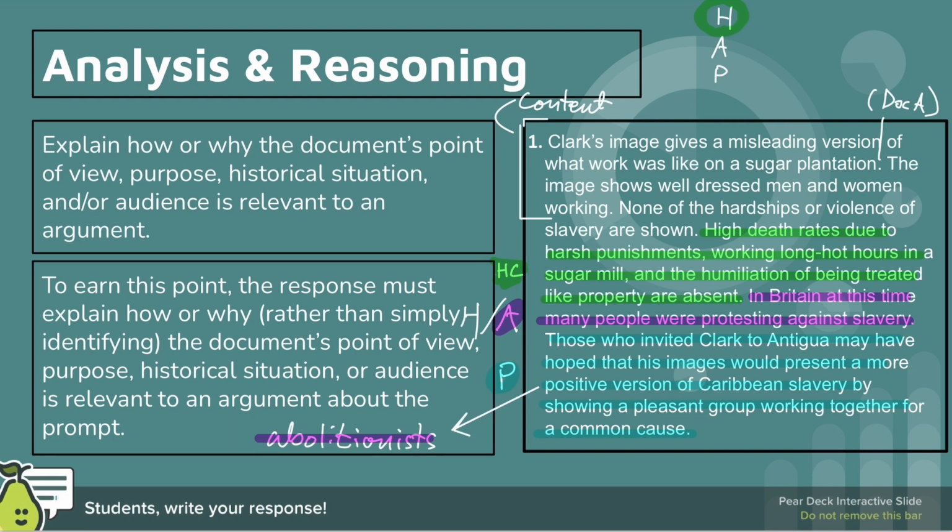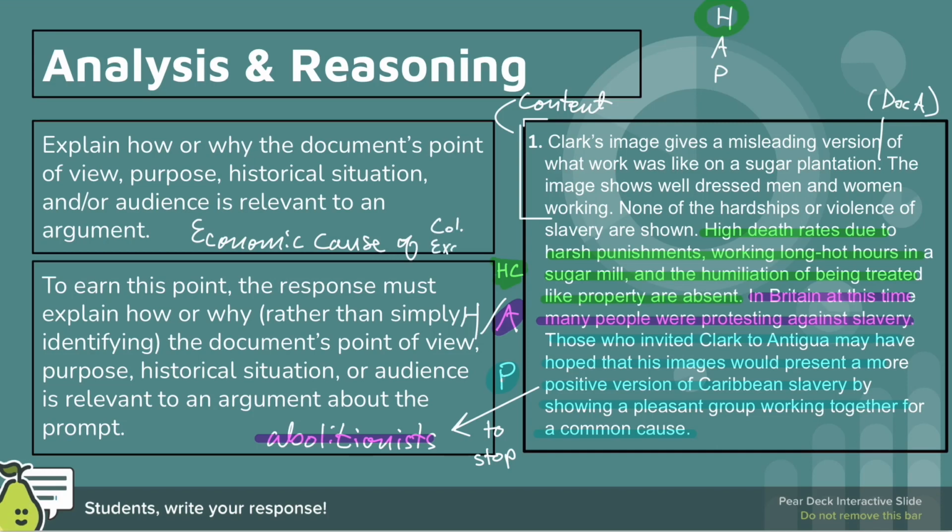Okay, so showing a pleasant group working together for a common cause, it tells us what's in the image. It tells us the historical context. This is what slavery was actually like. This is what's going on in Britain at the time. And then here's why, the purpose. Here's why the painting was commissioned in the first place. And who are they targeting? Who's their audience? British abolitionists. To show them this propaganda of, hey, look, the thing you're protesting isn't worth protesting. Like, look at how pleasant the group is, and they're working together for a common cause. That whitewashing, okay, and propaganda with that image.